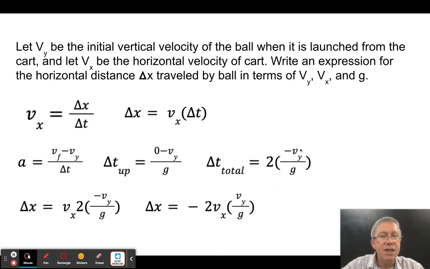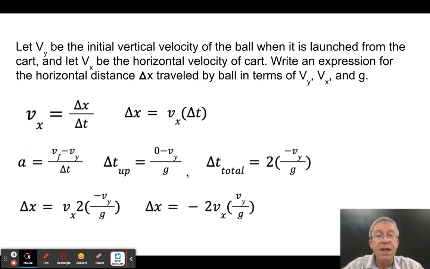Now I'm going to take this and put it in this equation right here, and that gives me this. Delta x equals Vx times 2 negative Vy over g. And now I'm just going to pull the negative out of it and put it here just to make it a little bit cleaner. And here's my expression.